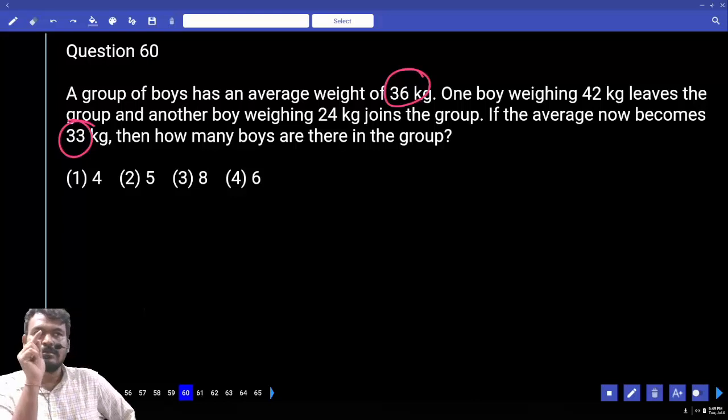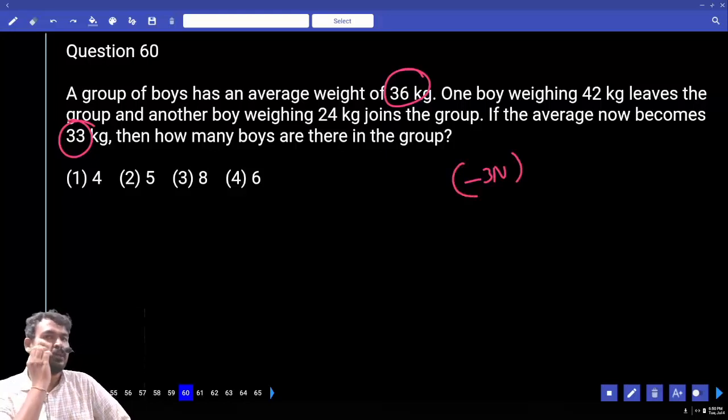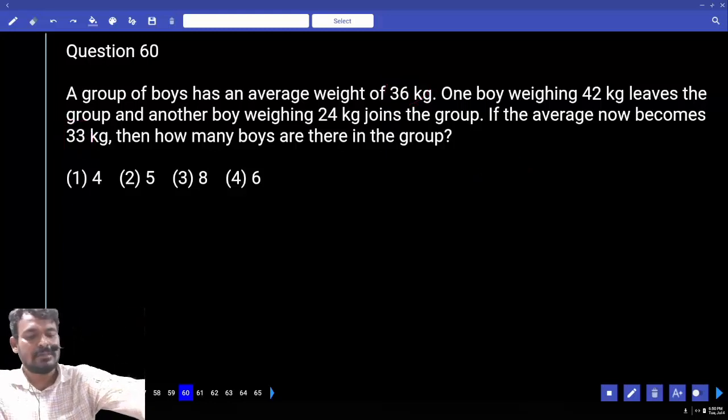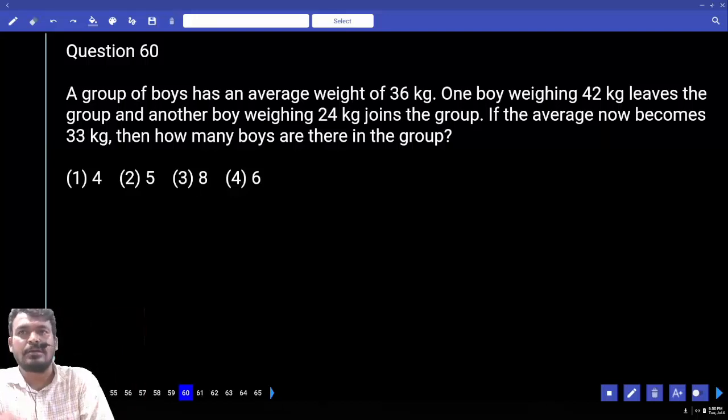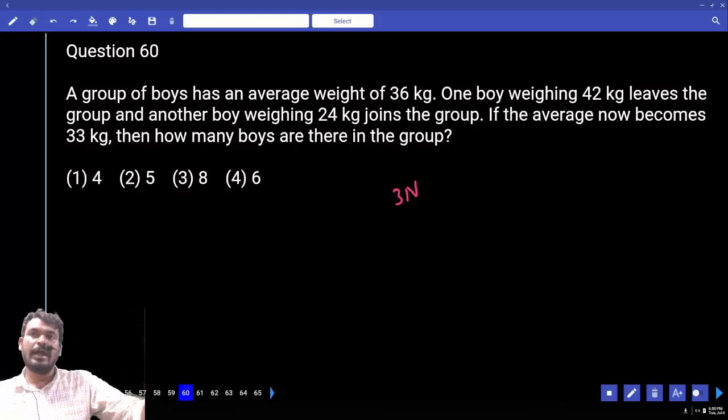Means n persons' average is 36. Again the same n persons' average is 33. How much has the average decreased? 3 decreased. For 1 person, 3 decreased. For n persons, 3n, means minus 3n or plus 3n? Minus 3n. That is the sum decreased or increased? The sum decreased. What is the previous average? 36. What is the present average? 33. For every position, how much value has decreased? 3 decreased. For n positions, 3n means that 3n is the difference between the original sum and the new sum.